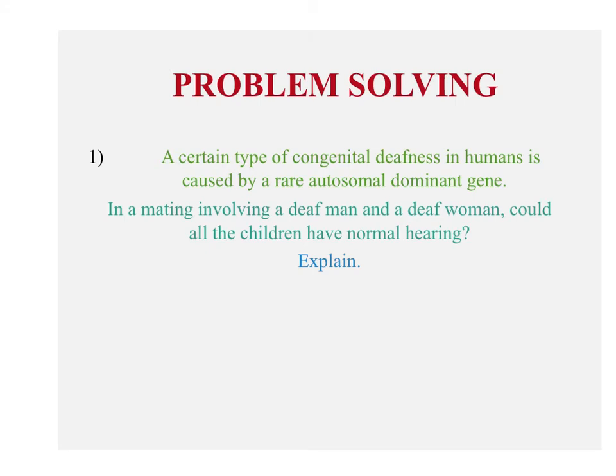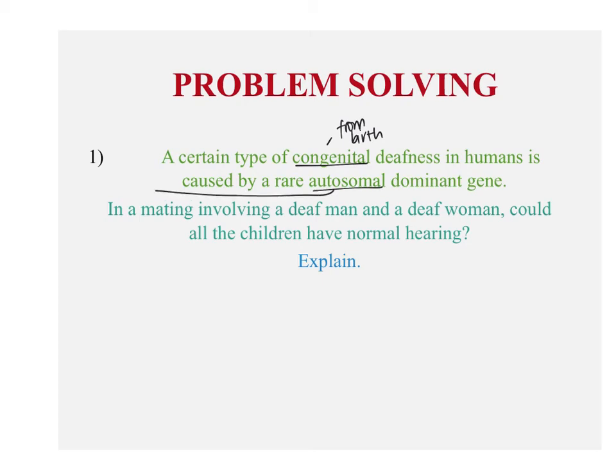Now we're going to have a go at some problem-solving questions. And we're going to do this first one together because it's a little bit complicated to use the words and recognise the information that you need to get from them. Okay, so a certain type of congenital deafness. Now congenital, if you don't know, means from birth. So this type of deafness that you get from birth in humans is caused by a rare autosomal dominant gene.